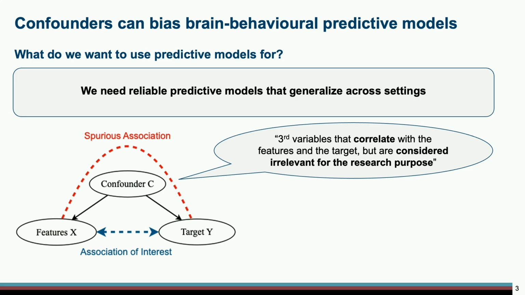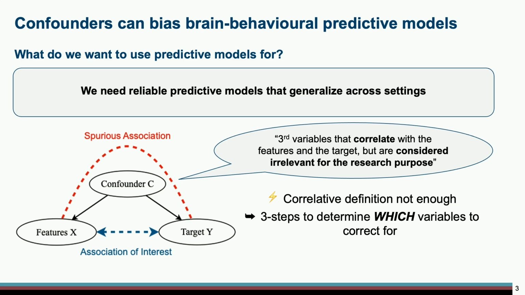In this talk, I want to elucidate that the correlation definition given here is not enough, and I will introduce a three-step approach for how you can determine which variables you should actually correct for in your predictive modeling approach. And I also want to elucidate a bit on the question of whether deconfounded models could support causal claims.